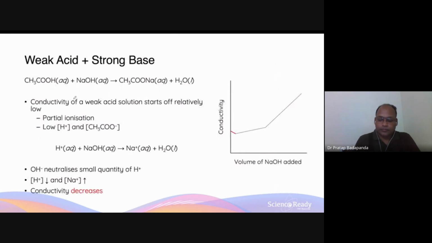The conductivity graph for weak acid and strong base titration looks a bit different. Suppose we have a titration between acetic acid, which is in the beaker, and sodium hydroxide, which is being added from the burettes. This produces sodium acetate and water. In the beginning, the conductivity of solution is relatively low because a weak acid only undergoes partial ionization, which in turn produces a relatively low amount of hydrogen ions and conjugate base acetate ions.